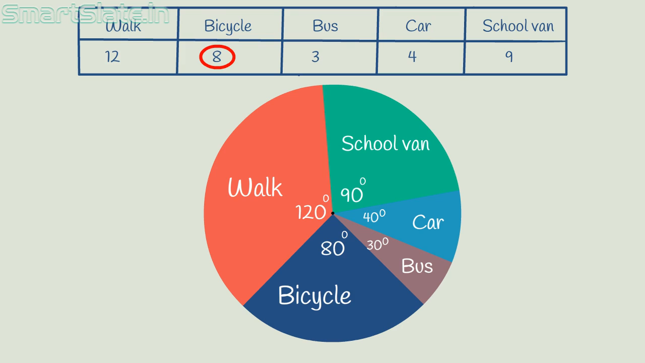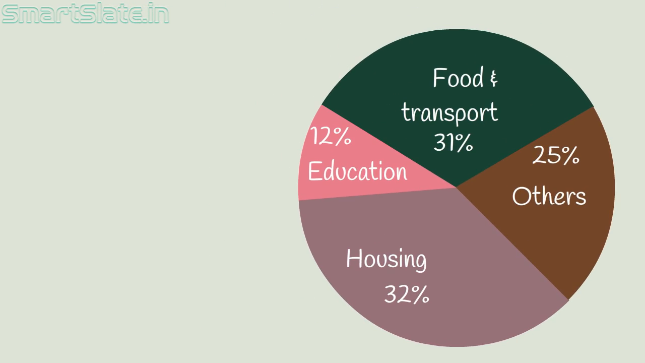It is equally important to learn to interpret the given pie chart. It is important to learn to analyze the given graph. Let's do this using another example. Let's say we have this pie chart. This pie chart shows expenditure and savings of a family in a year.